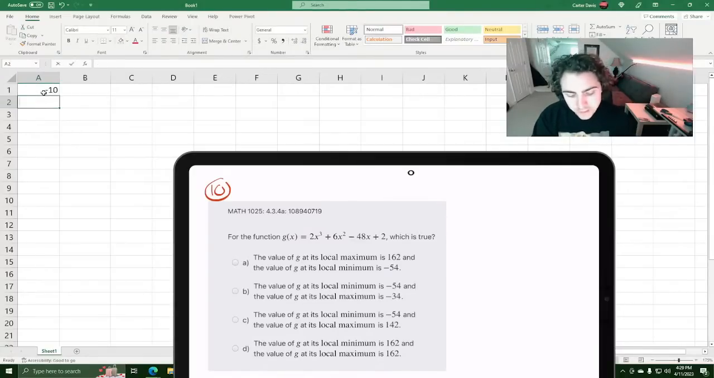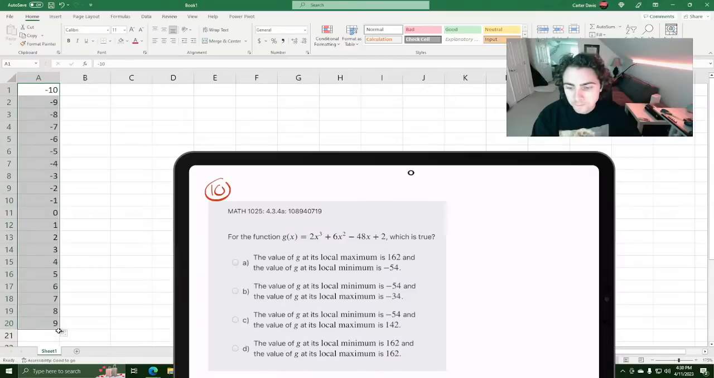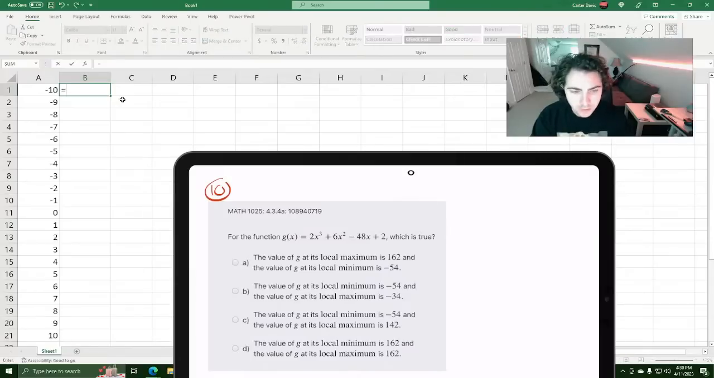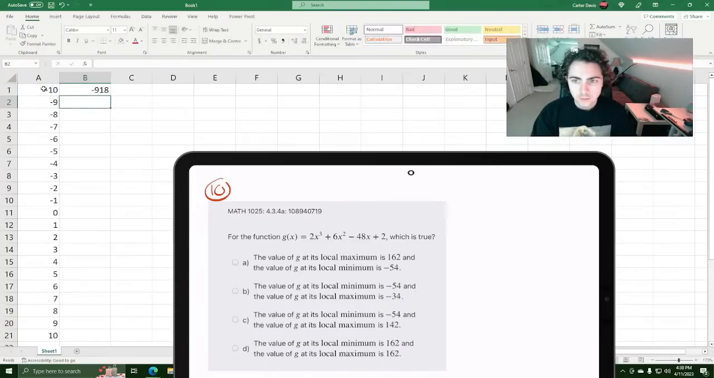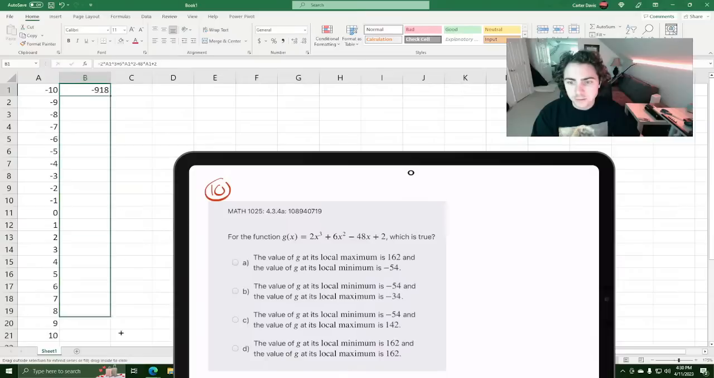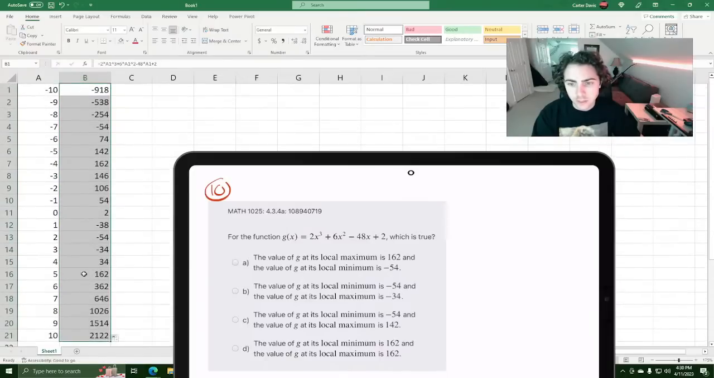So what we're going to do is just input x values first. I'm going to go from -10 to 10. That's usually a safe window. And then we're going to input the function right here. So equals 2x cubed, and anywhere you see x, you're clicking on A1. So 2 times A1 cubed plus 6 times A1 squared, minus 48 times A1, and then plus 2. That should be it. So we'll click and drag this corner down so we fill out all those and get all our y values.